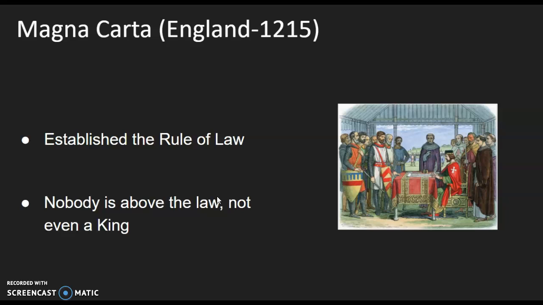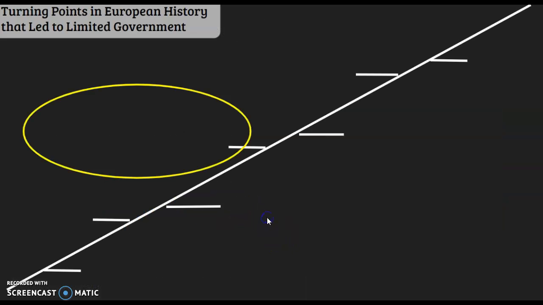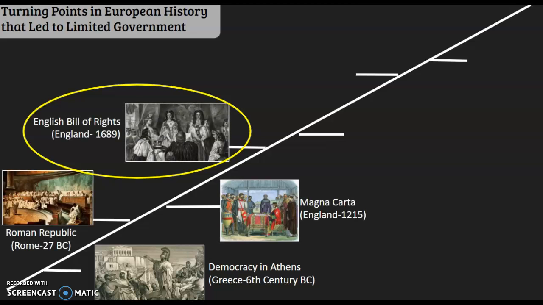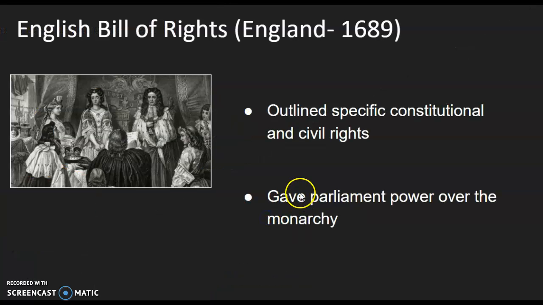Okay, there has to be limits to the king's power, and this document establishes that. Okay, everyone must obey the law. The next one we're going to talk about is the English Bill of Rights, 1689, and this is also England.